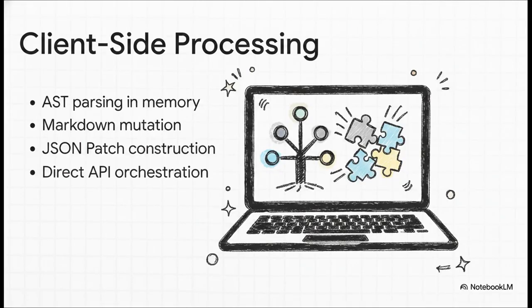By migrating the compiler directly to the front end, we massively reduce our infrastructural overhead. Just look at what's happening entirely in the user's browser runtime now. AST parsing happens right in memory. The Markdown mutation and Unicode swaps, done in the browser. The construction of the complex JSON patch payload, in the browser. The direct API orchestration communicating with Azure DevOps, all of it is happening directly from the Vite React front end. We've completely shifted the entire burden of this complex docs-as-code pipeline right onto the client side.